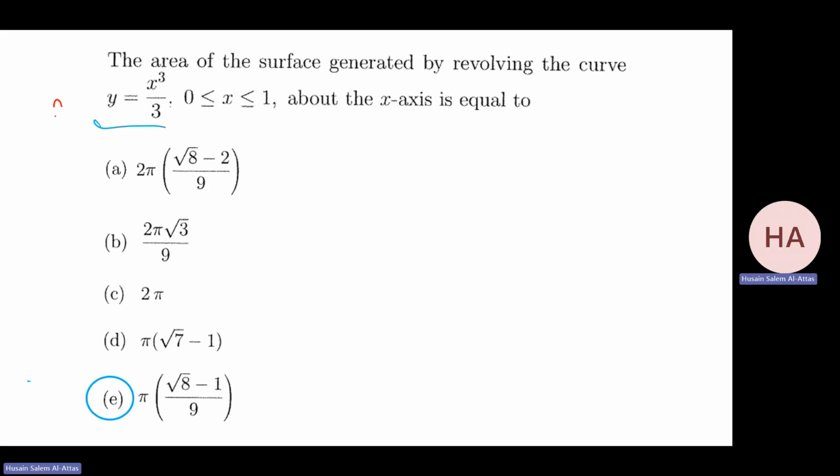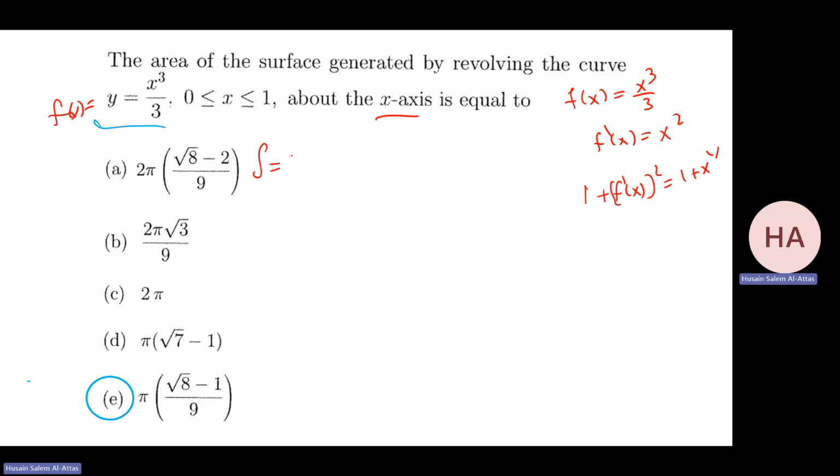So if this is f of x, in terms of x, everything is okay about the x-axis. Okay. So this is f of x, f prime of x will be what? x squared. Easy one. I'm not sure if it would be easy or not. Okay, let's see. 1 plus f prime of x, all squared, that's 1 plus x to the power 4. And the square root of this.